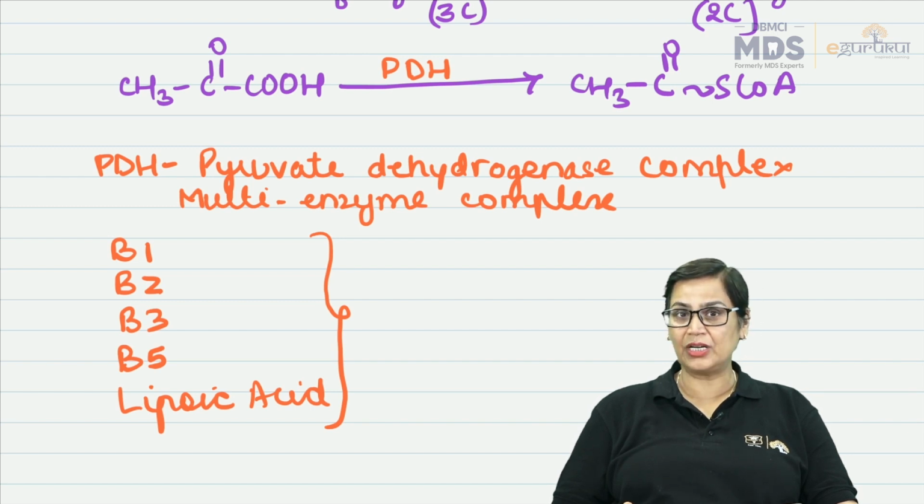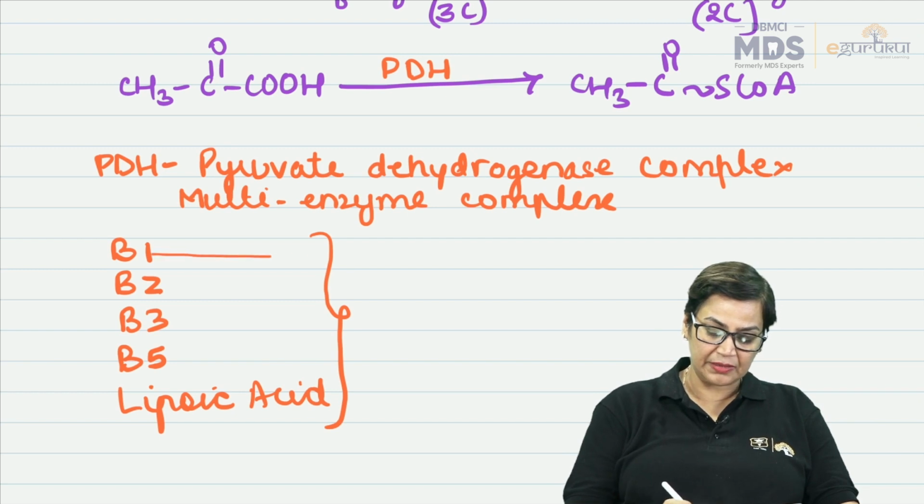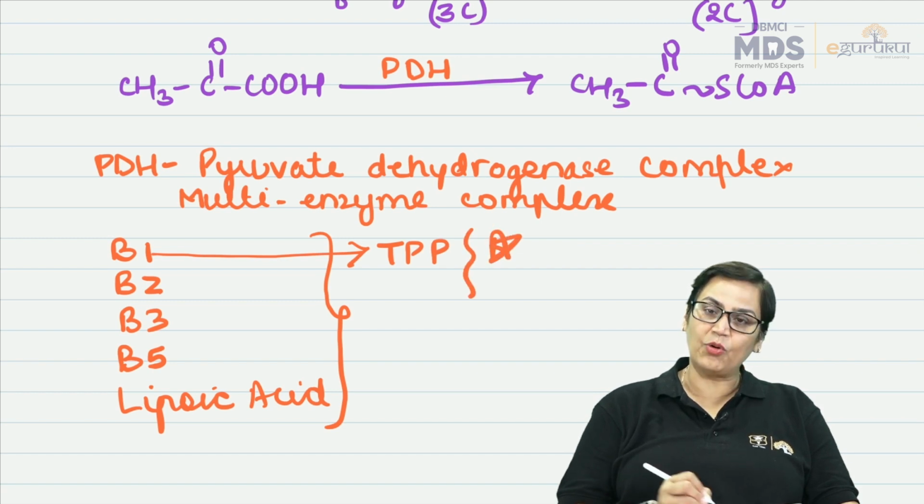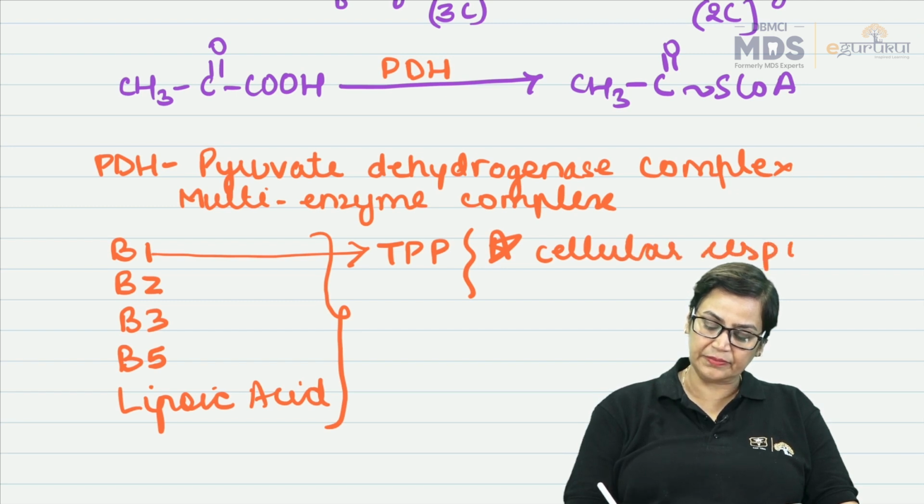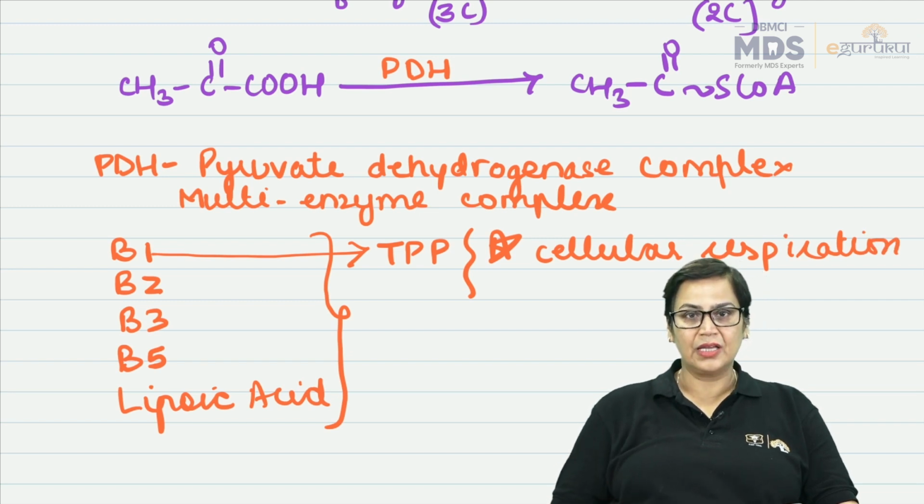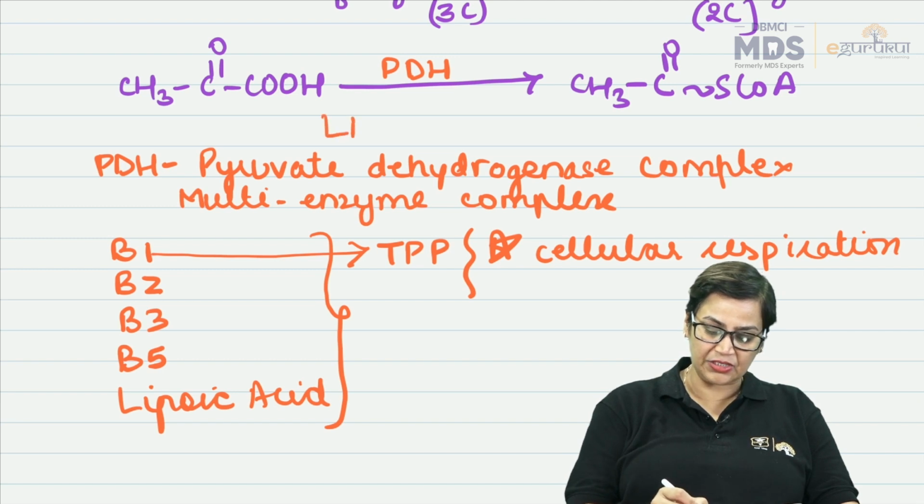And the most important point about this reaction is B1, which is TPP, most important for cellular respiration. Because you know, which reaction is this? This is a link reaction.